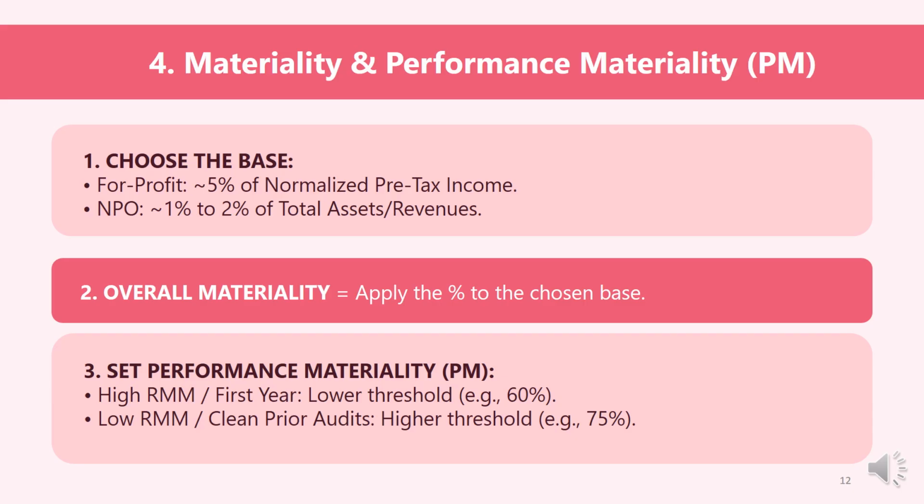Finally, set your performance materiality. This acts as the buffer for undetected misstatement. If the RMM is high, use a lower threshold like 60% to catch smaller errors. If risk is low, you can use a higher threshold like 75%.